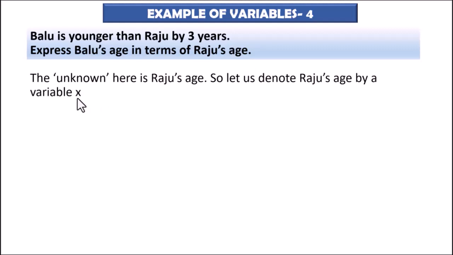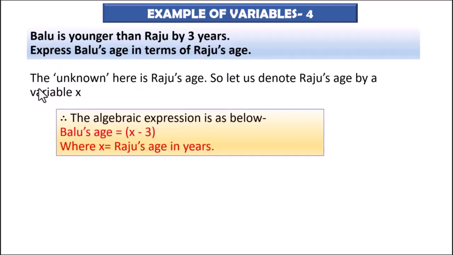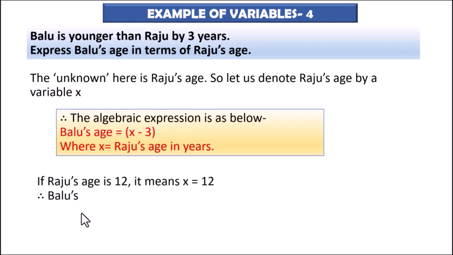So once we know that Raju's age is x, then it is given that Balu is younger than Raju by 3 years. So what will be Balu's age? Balu's age is equal to x minus 3, where x is equal to Raju's age in years. So if Raju is 12 years old, then Balu's age will become x minus 3. Here x will be 12 and Balu's age will be 12 minus 3 is equal to 9 years.